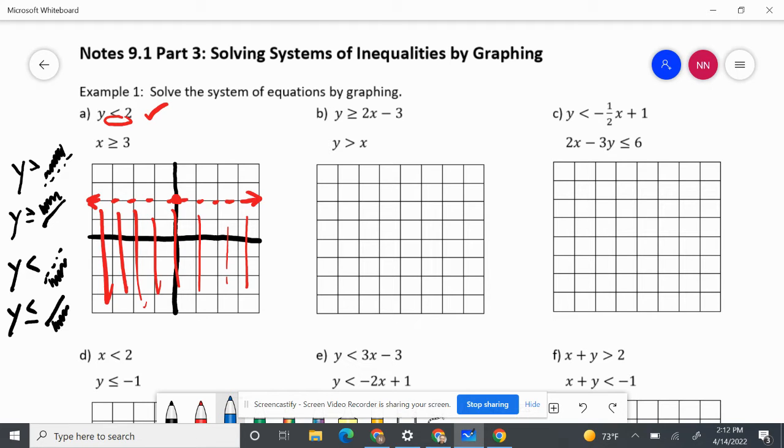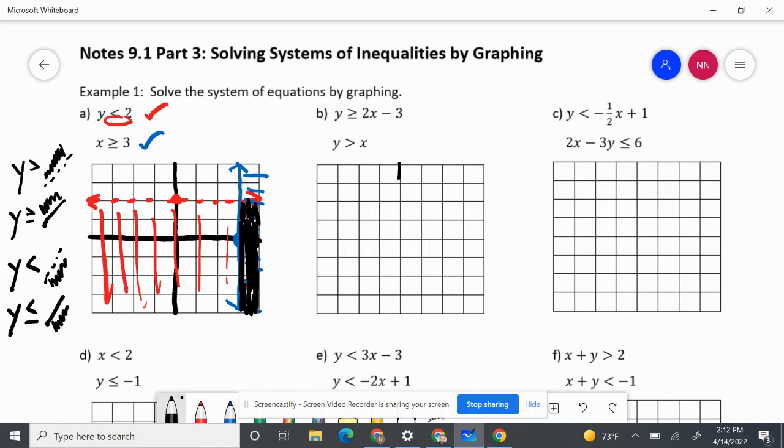Now for the second one, what we have is x is greater than or equal to 3. So we're going to go to 3 on the x-axis. We're going to draw a solid line. And since it's greater than, we're going to shade to the right. Notice that it's x instead of y. Now our answer is where the two shadings meet. So we see red and blue right here. So our answer is going to be all of these ordered pairs that fit in that specific area.